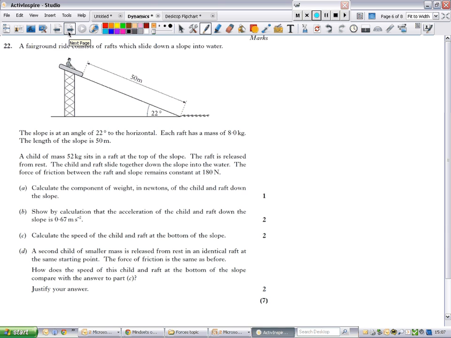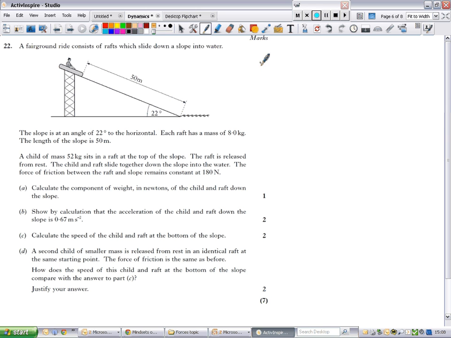It's the same picture again as I've used. The slope is at an angle of 22 degrees to the horizontal. Each raft has a mass of 8 kilograms. The length of the slope is 50 meters. The child of mass 52 kilograms sits in the raft, and the force of friction between the raft and the slope remains constant at 180 newtons.